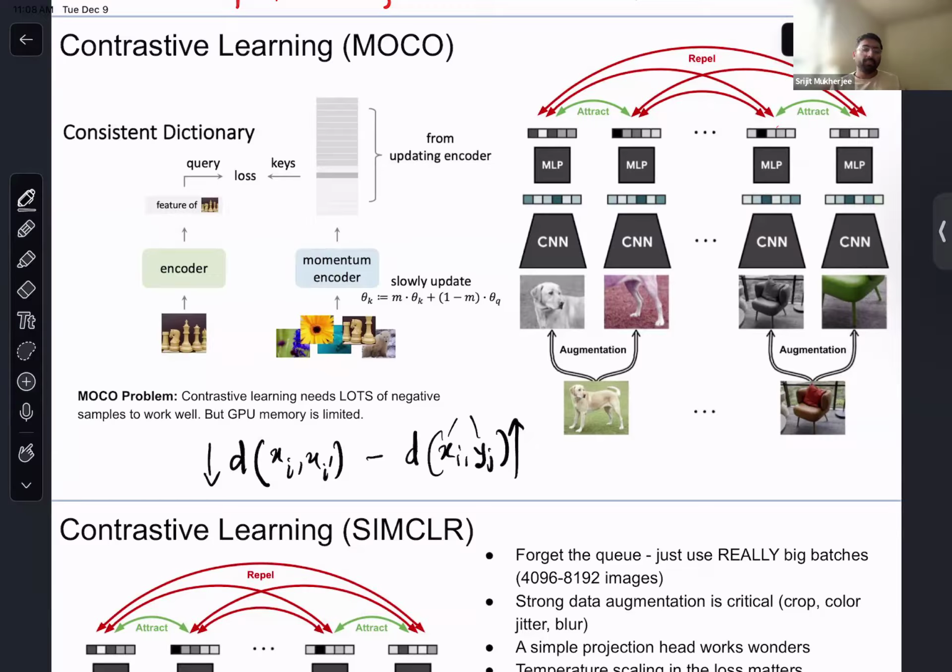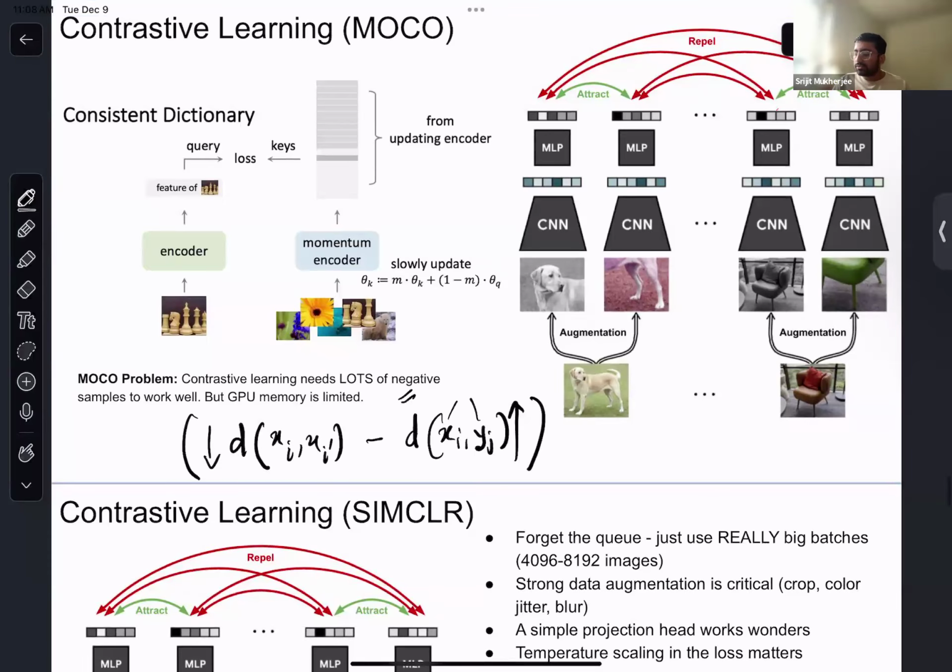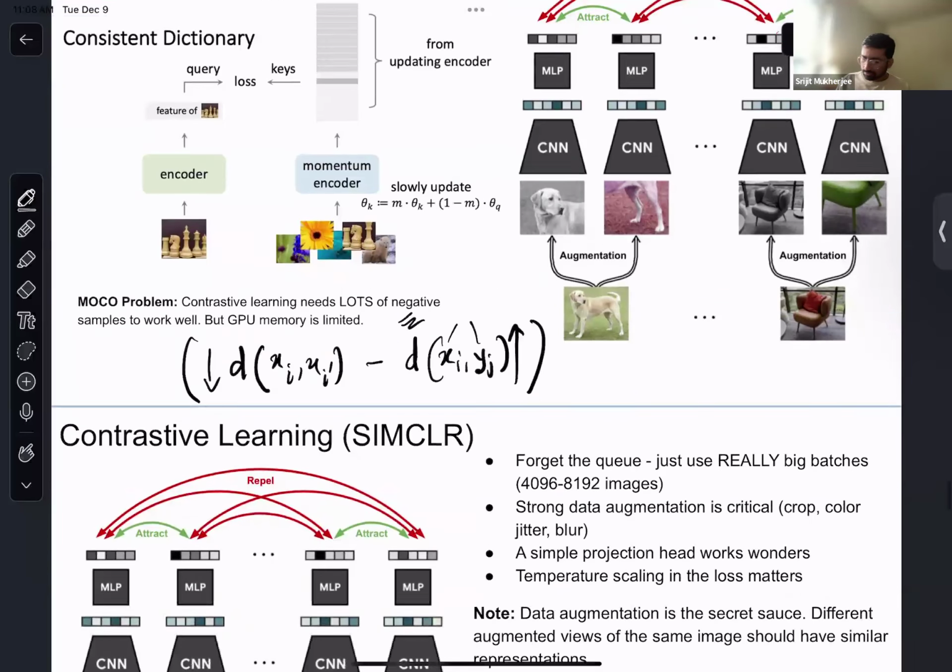Ideas of clustering came up where different clusters of similar images are formed, and then the distances between the clusters are created. Many different ideas came up, but the core idea to note is this discriminative loss: we reduce the distance between two augmentations of the same image or same cluster of images, and increase the distance between augmentations of two different clusters or two different images. One issue is that this needs a lot of negatives.